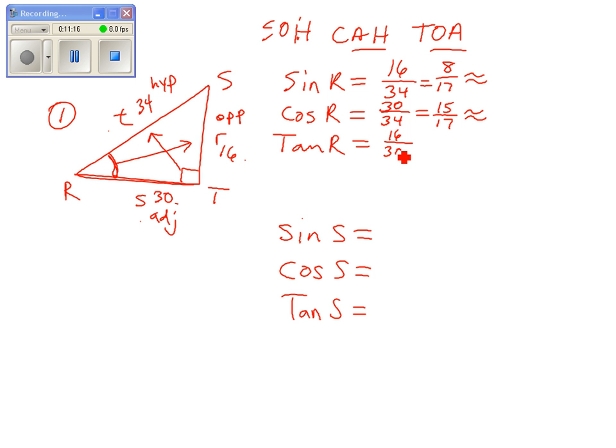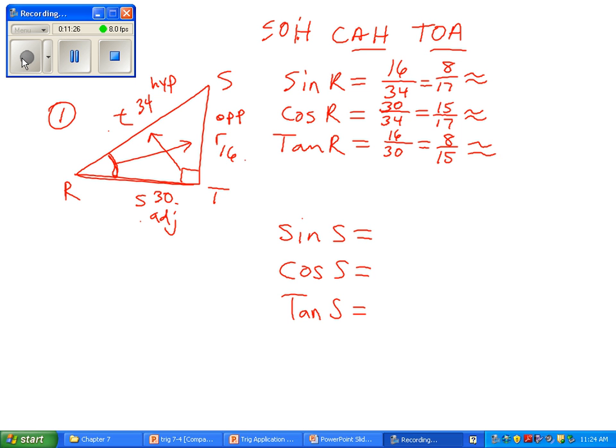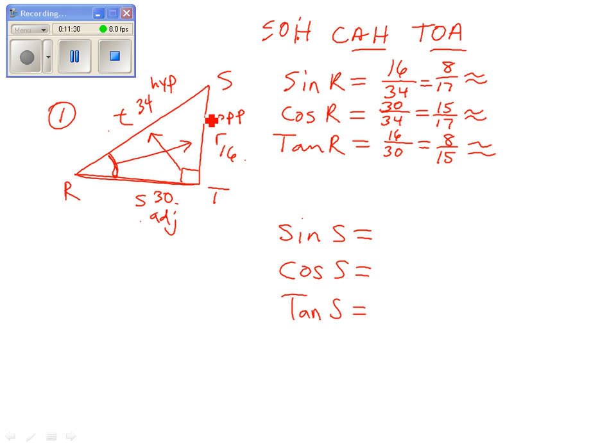Reduce that down, it comes out to 8 over 15. Change that to a decimal yourself. So that's all in for angle R. Angle S, if you remember, if we're dealing with the same triangle and it's just a different angle, it switches. This becomes the opposite leg, and this one becomes the adjacent leg.